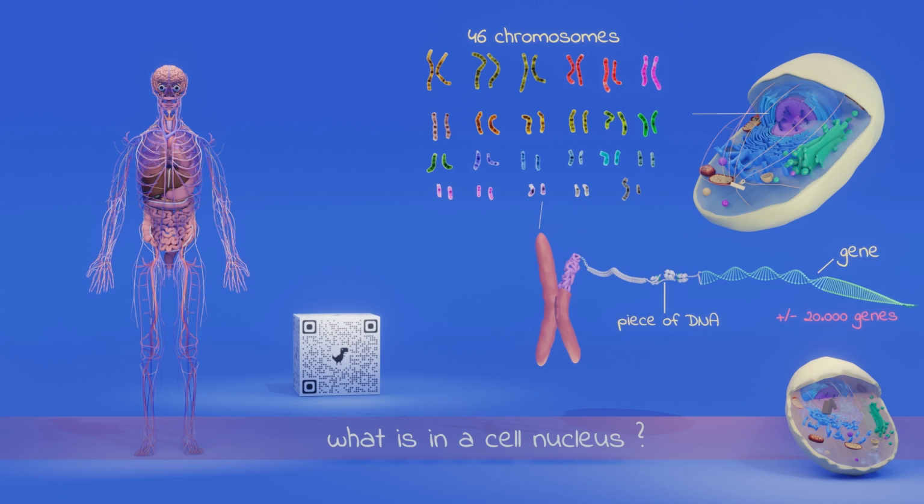And of those 23 pairs of chromosomes, number 23, the last pair, is the sex chromosome. That contains the sexual characteristics, the male or female characteristics. So if you have the XY chromosome in the 23rd pair, you have male sexual characteristics. Or if it concerns the XX chromosome, then you have the female sex characteristics.